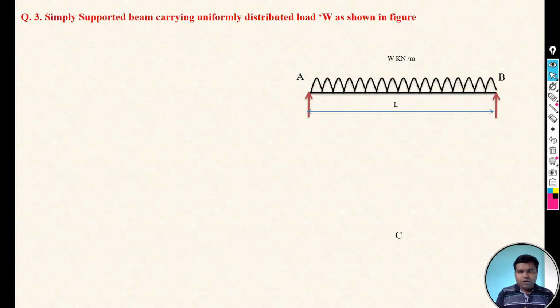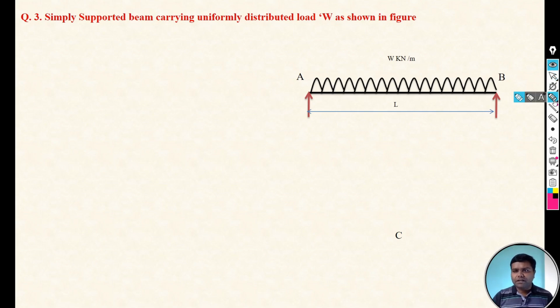Okay, so for the uniformly distributed load, first we are going to consider the simply supported beam A and B, having simple supports at A and B points and carrying UDL on the entire span. UDL means uniformly distributed load on the entire span. So the first thing to note when we are calculating the support reactions for such type of loading is that first we have to convert that UDL into a point load, and then we can apply the equilibrium conditions to calculate the support reactions.